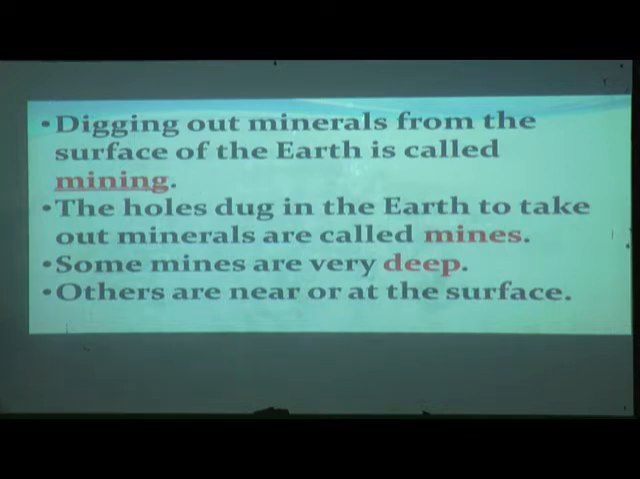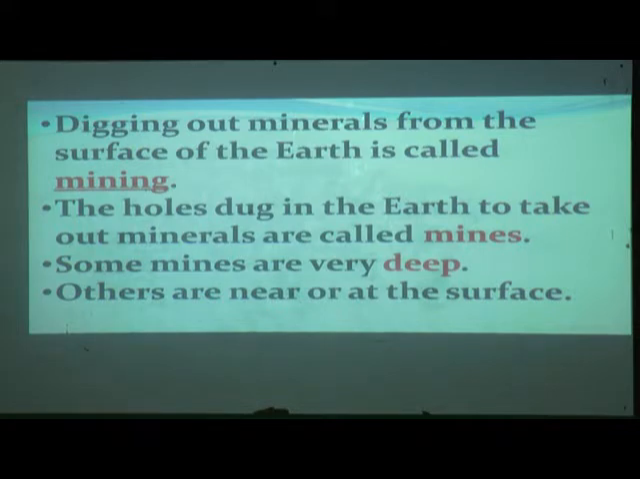Whatever minerals we find under the earth, taking them out is called mining. The holes dug in the earth to take out minerals are called mines. What we are digging out, isn't it? So digging means we are making holes in the earth.